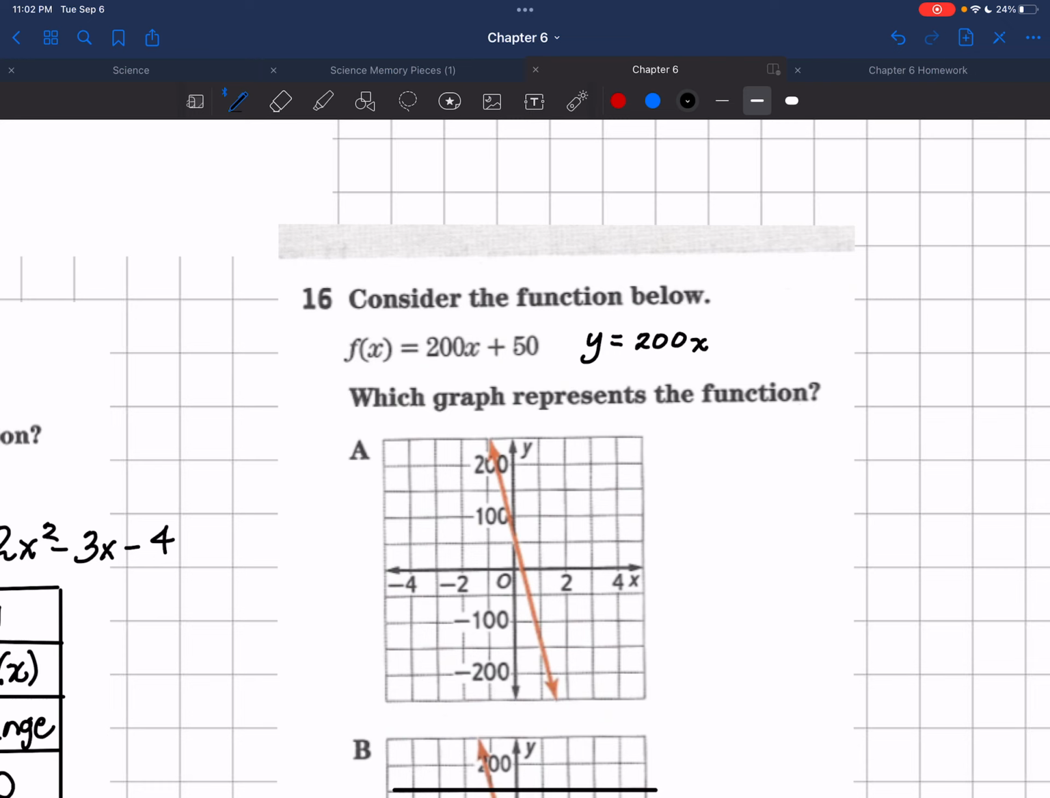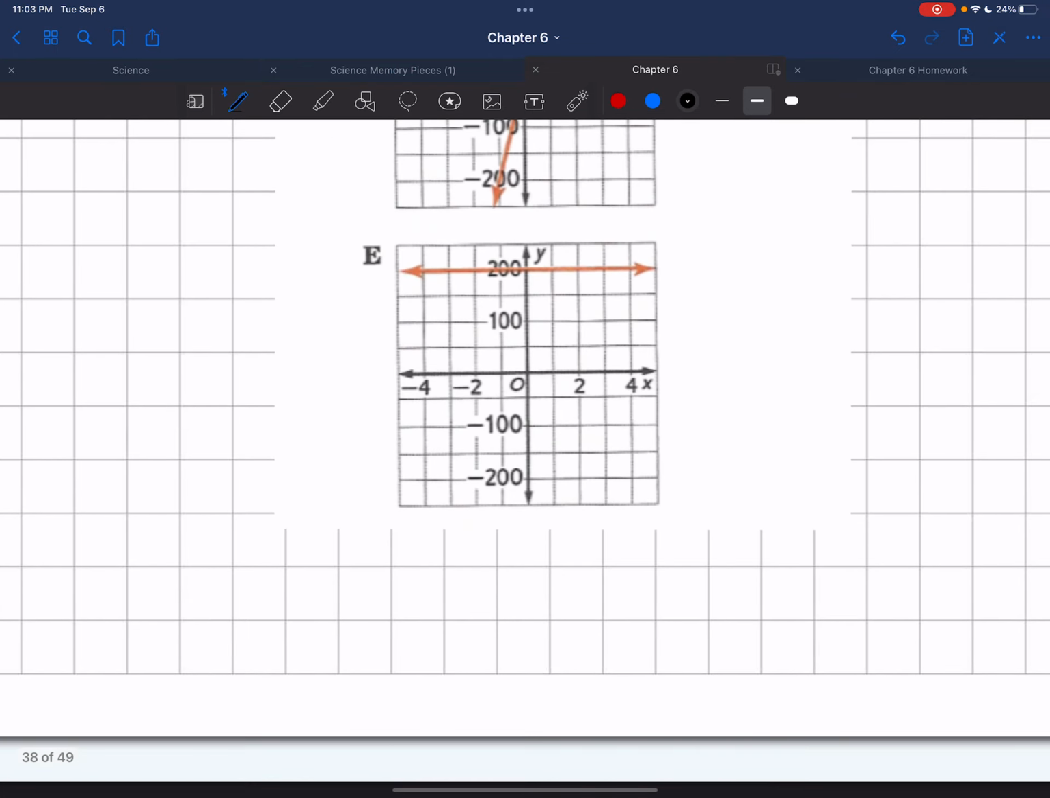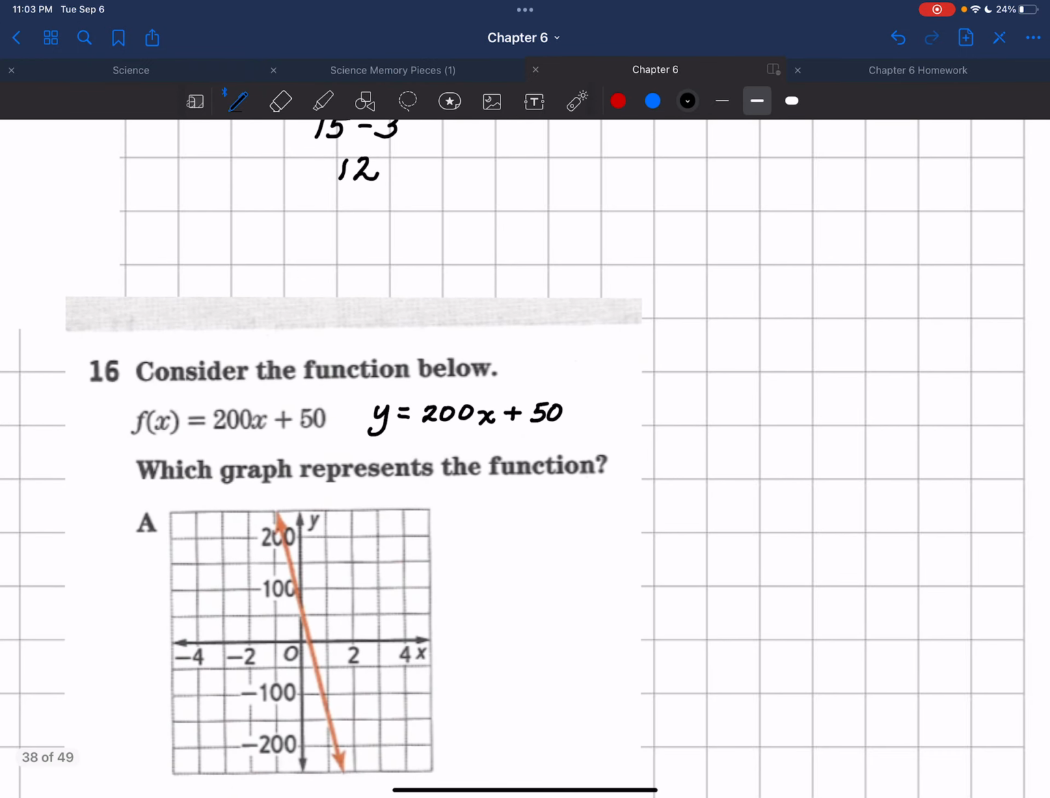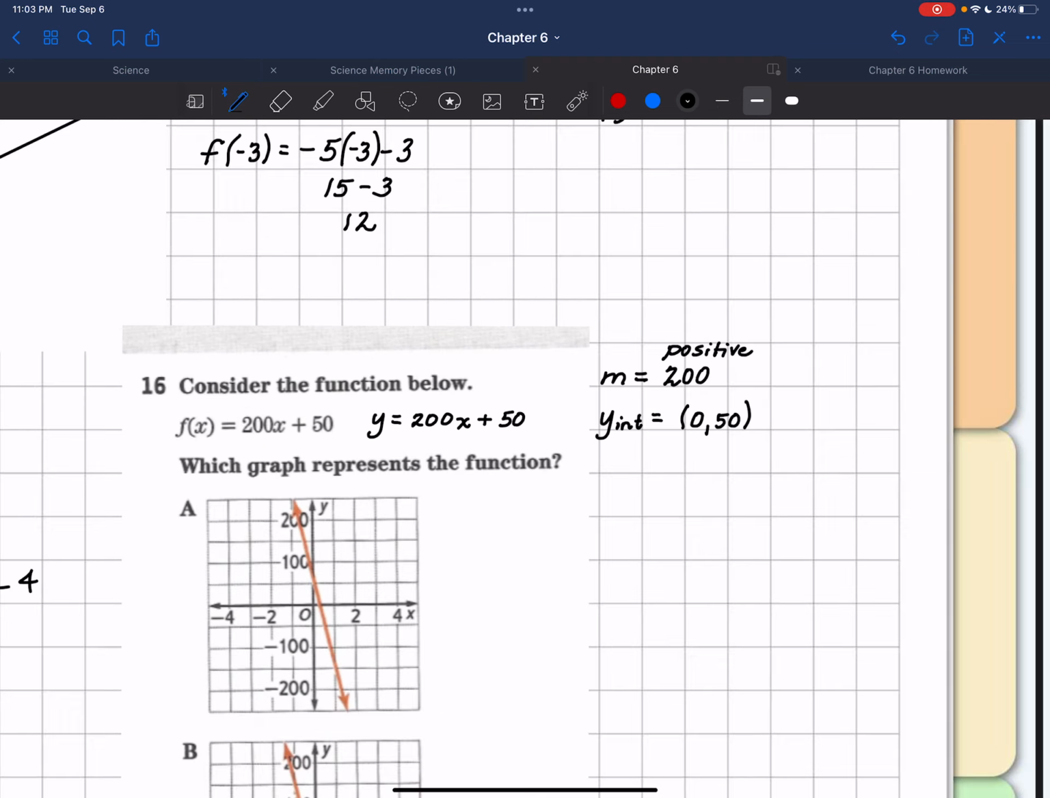And you say, well, how do you know it's linear, Miss Amanda? It's because it's x to the first power. So all of these are linear. Even E is linear. So then we need to look for the slope and the y-intercept. And because it's in slope-intercept form, the slope is 200, and the y-intercept is 0, 50. So I'm going to look for a positive slope first. That's the easiest way.